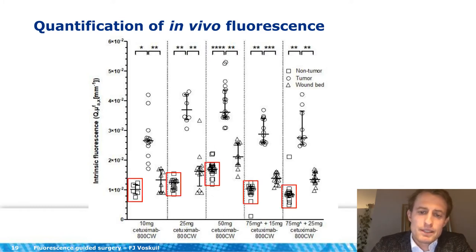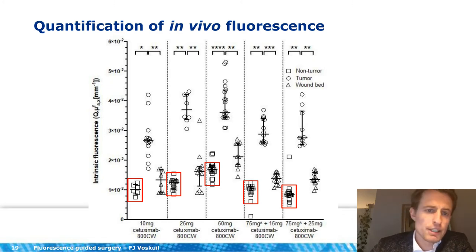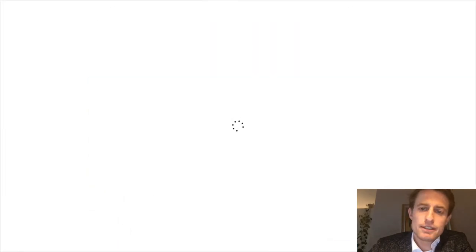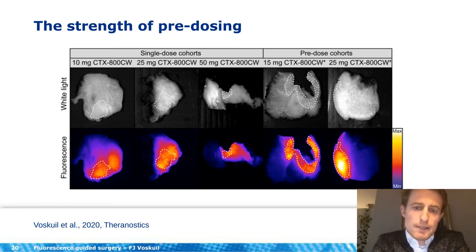I think when you look at the tumor and the background fluorescence here, you see the pre-dose groups, the background fluorescence remains really low compared to the tumor fluorescence. So your tumor to background ratio is way more solid. This is only the numbers. And again, when we take a look at the fluorescence visualization, you see here the real strength of the pre-dosing. Way less background fluorescence, and the tumor is way better delineated using the fluorescence when you see those two examples of the pre-dose cohorts on the right bottom.